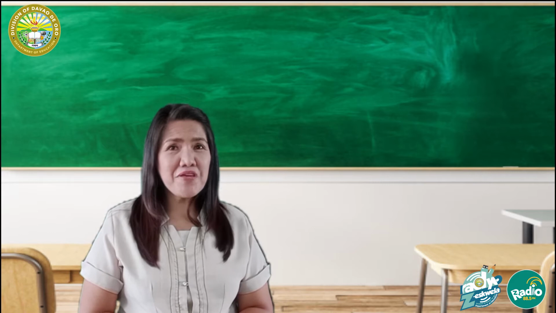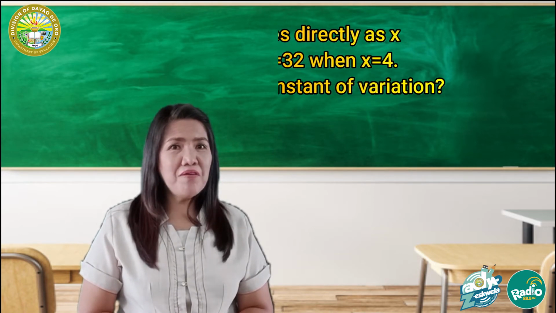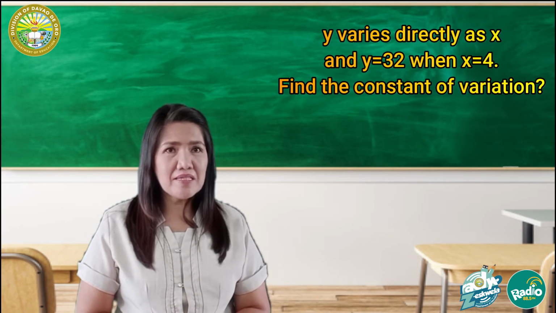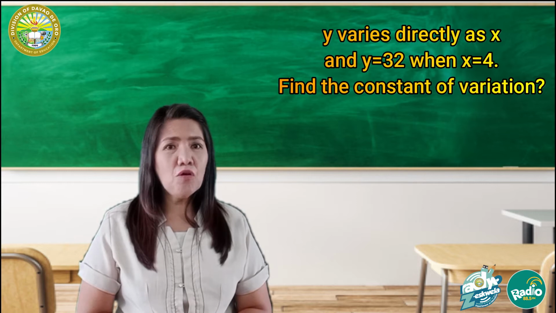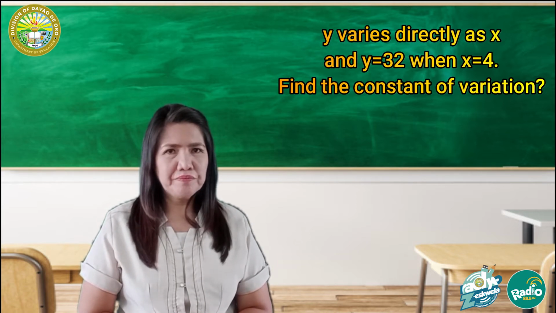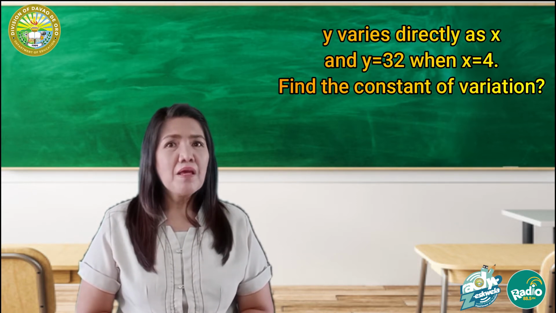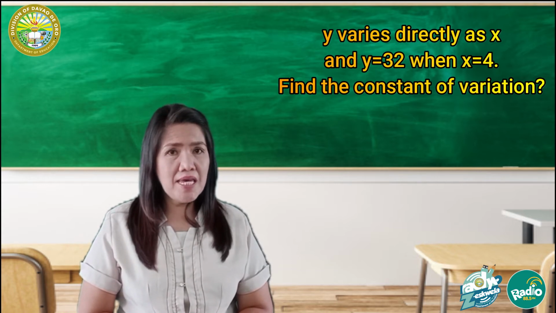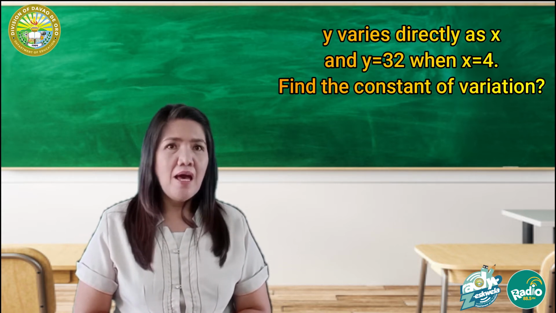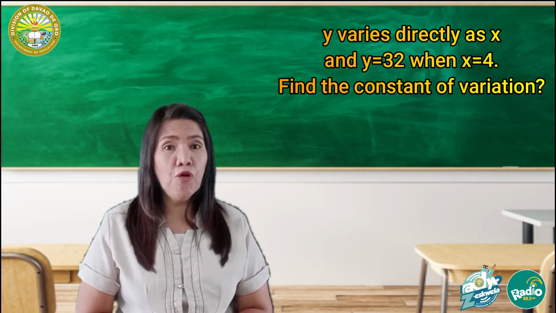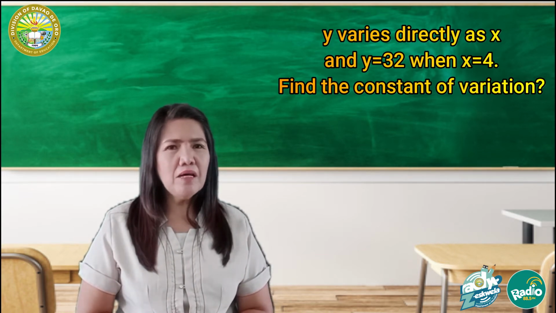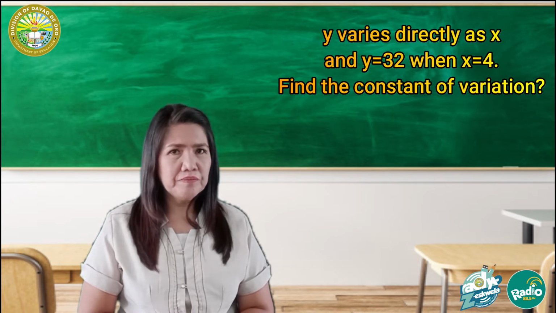Now for number 3. y varies directly as x, and y equals 32 when x equals 4. Find the constant of variation. Again, y varies directly as x, and y equals 32 when x equals 4. Find the constant of variation.